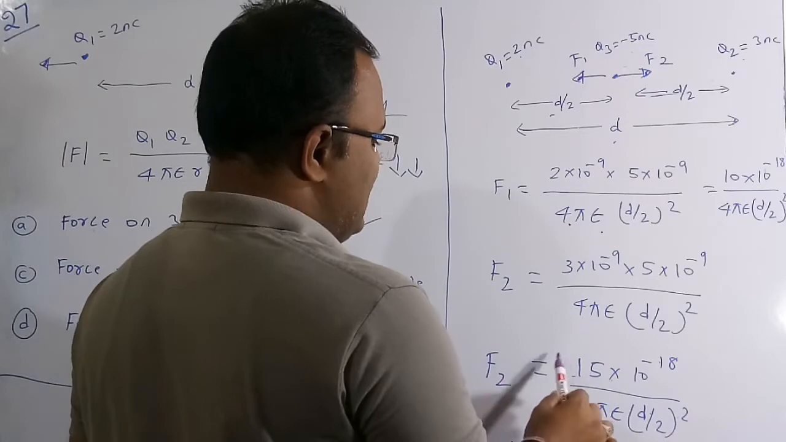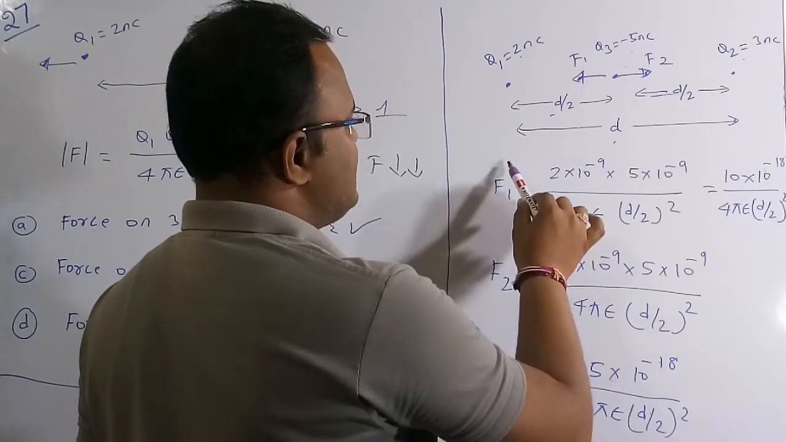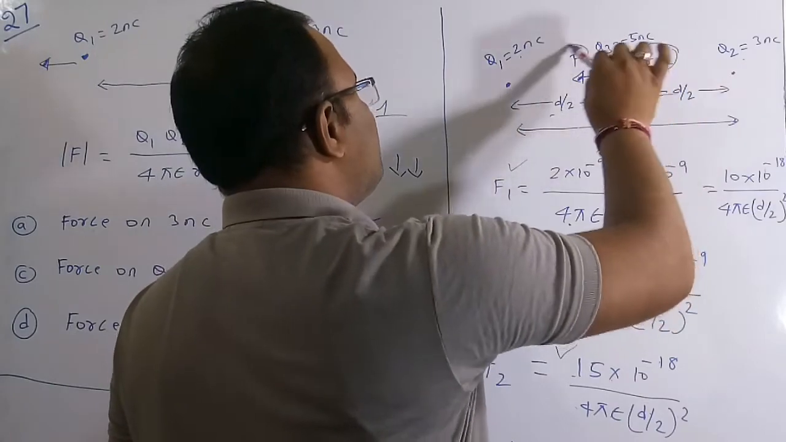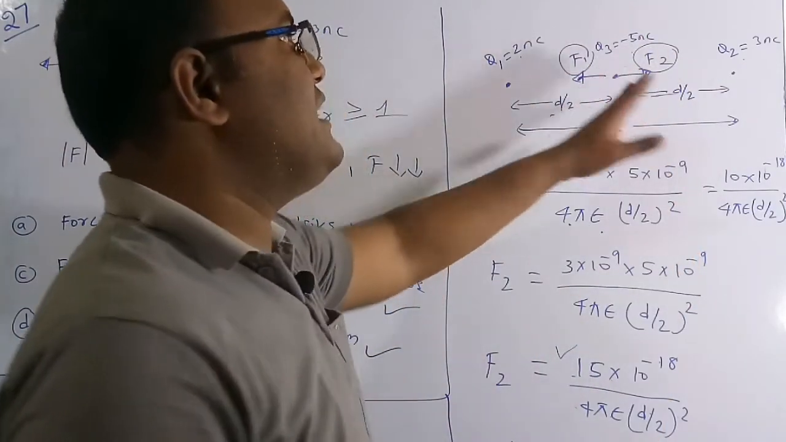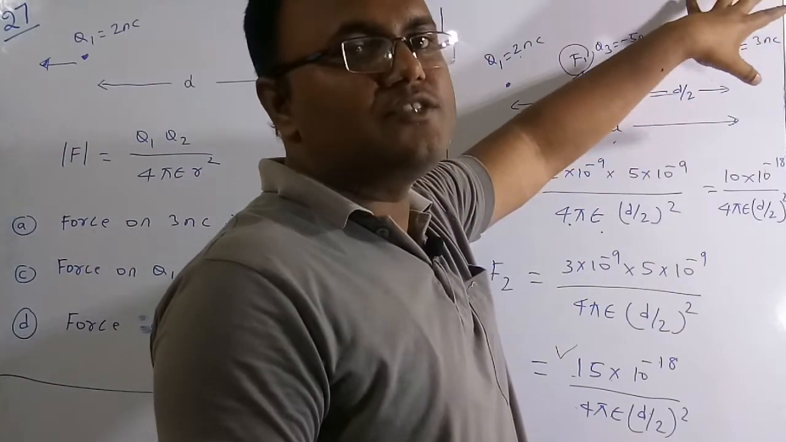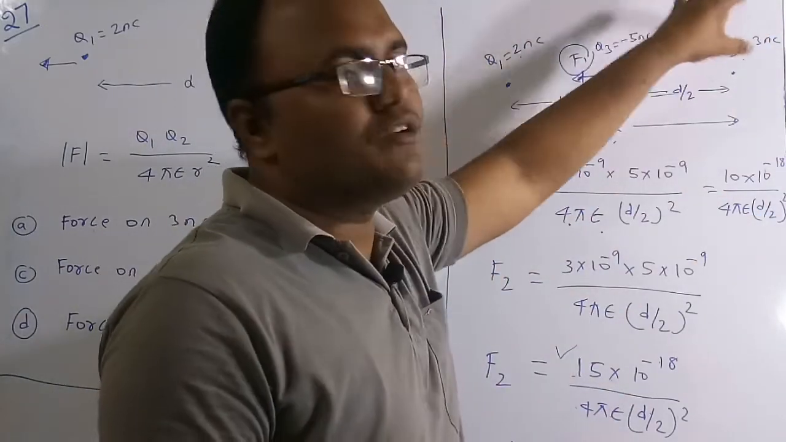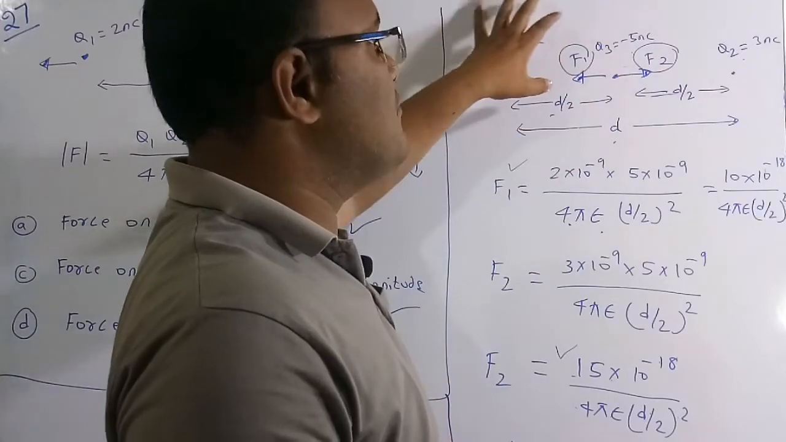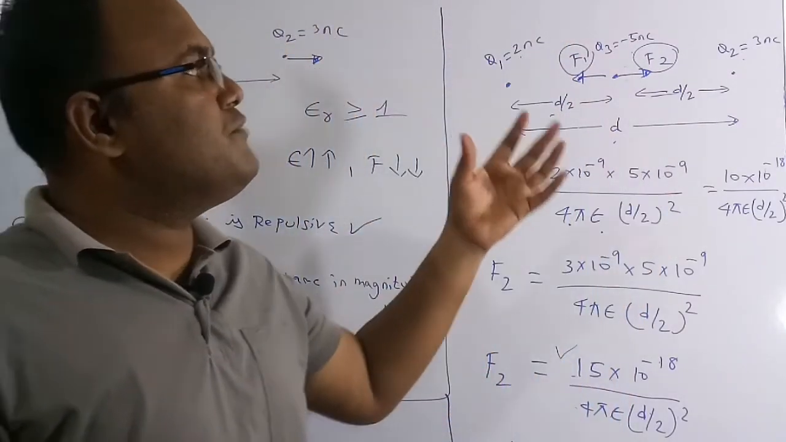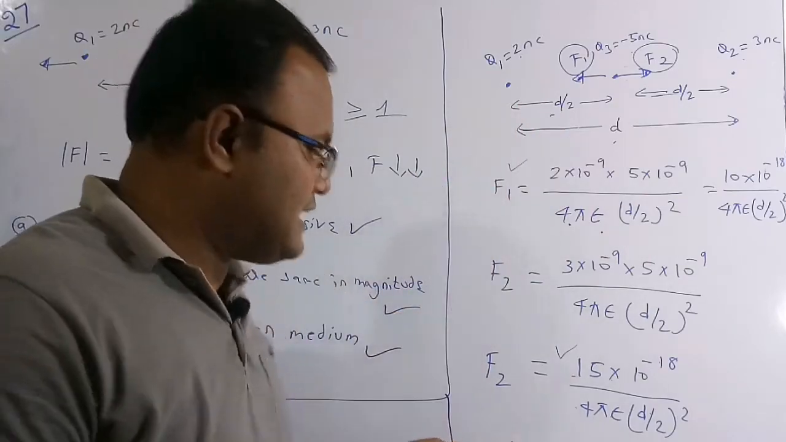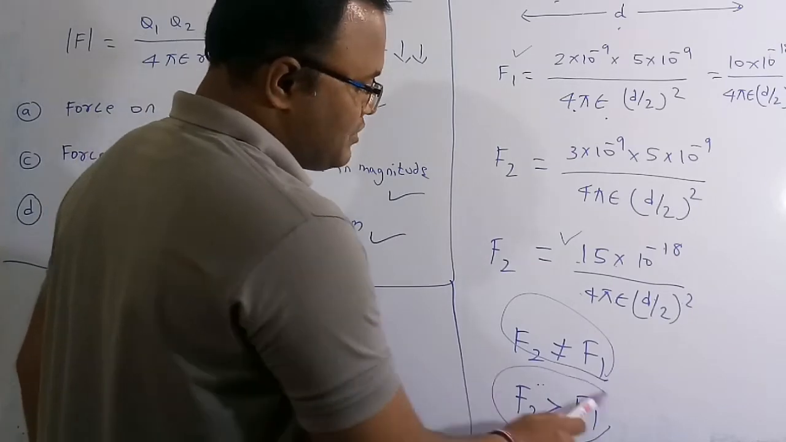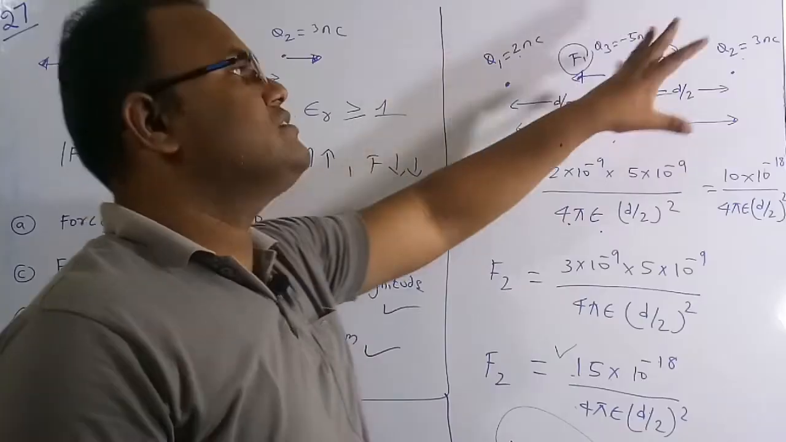You can see clearly that the numerator of F2 is greater than the numerator of F1. Therefore we can say the F2 value is higher than the F1 value. If F2 is higher than F1, it indicates that this charge is going to move in the direction of the charge Q2, because here the net force is much higher when compared to F1. So this charge is not at rest, because one force is higher than the other. F2 is not equal to F1, F2 is greater than F1. So simply, this charge is not at rest.